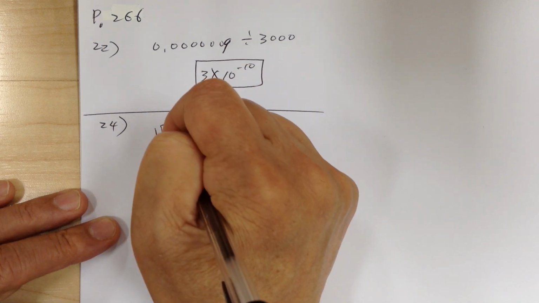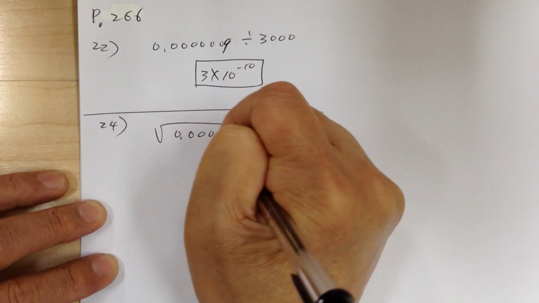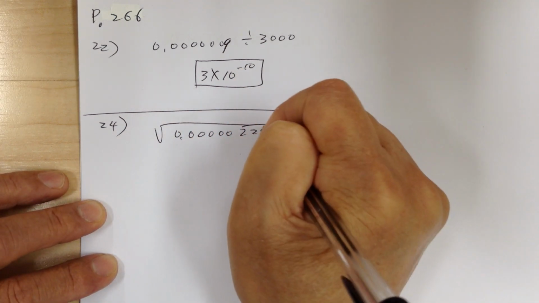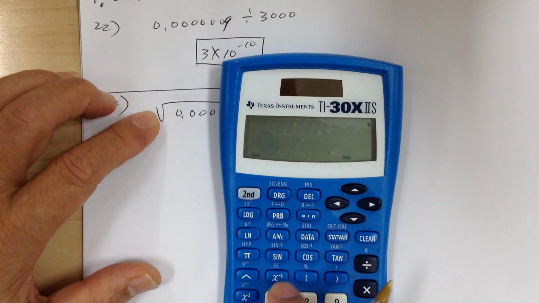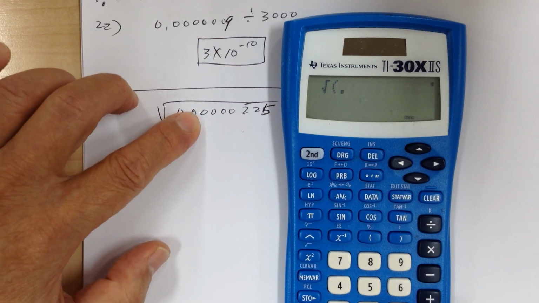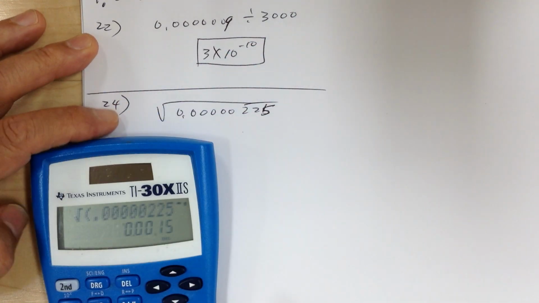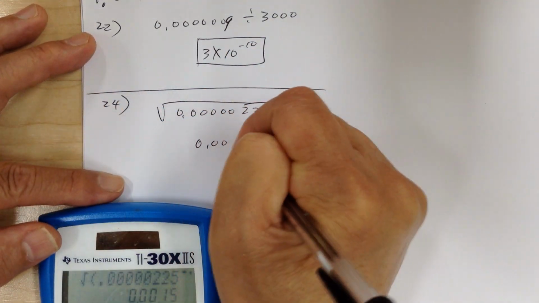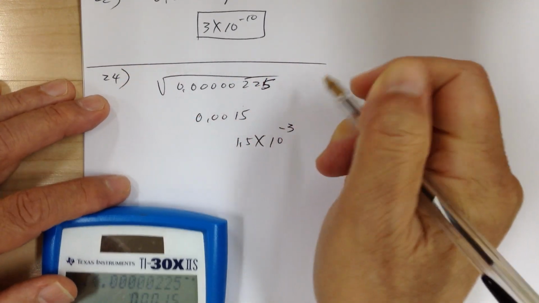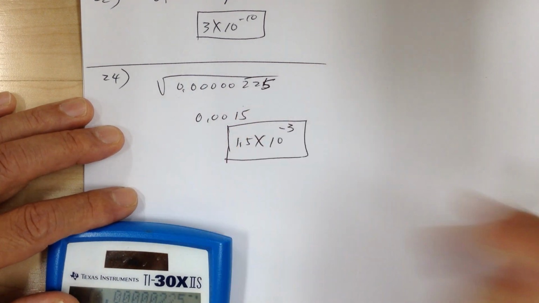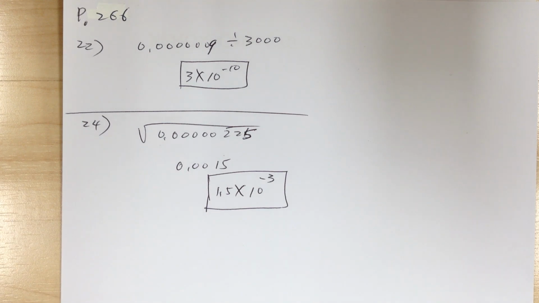Next one is the square root of 0.50. Okay, so you can take the square root of that. So this will give you 0.0015, so it'll be 1.5 times 10 to the negative 3. Okay, and that's it. So make sure you know how to use a calculator to work with scientific notation.